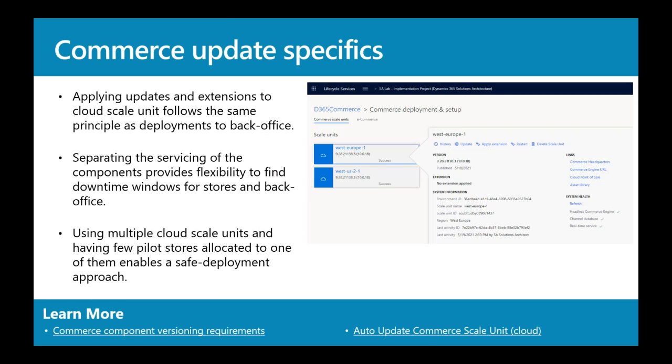There's an additional thing you could also implement, which we call a safe deployment approach. For this you need an additional cloud scale unit. But if you have an additional cloud scale unit and some pilot stores pointing to that cloud scale unit, you could first update this one, see if everything is fine and working as expected in the pilot stores, and then afterwards update the other cloud scale units. If you want to learn more about this, I refer again to these docs articles.